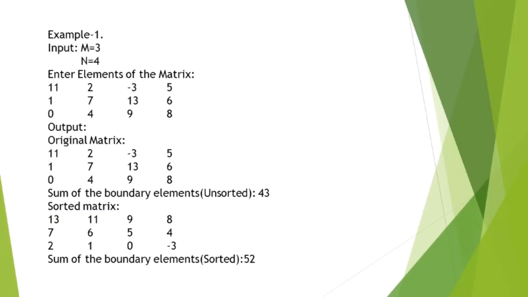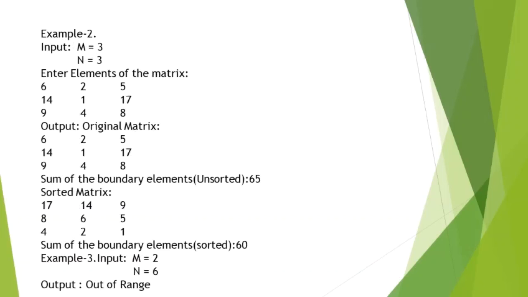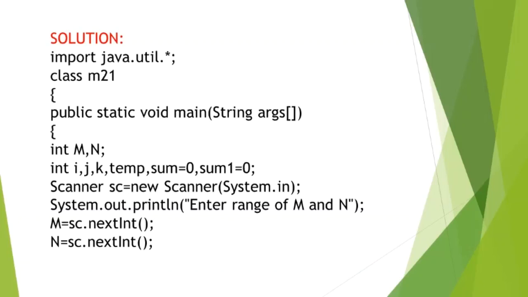Example 2 is given with m as 3 and n as 3. Example 3 is given with m equal to 2 and n equal to 6. It should be between the range 2 and 8, both not inclusive. So m is 2, which is out of range, and it simply gives the output out of range. Now let us have a look at the solution.